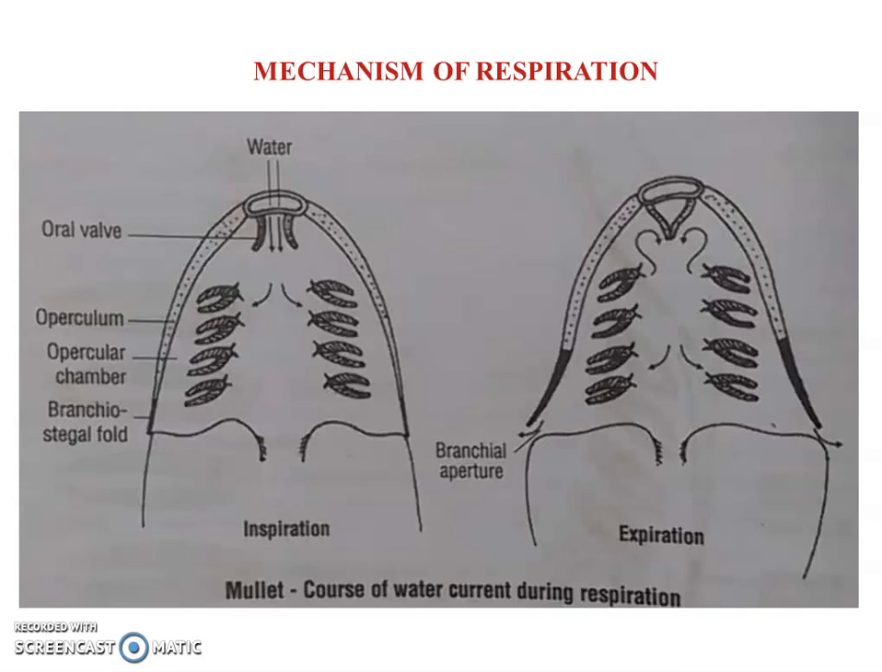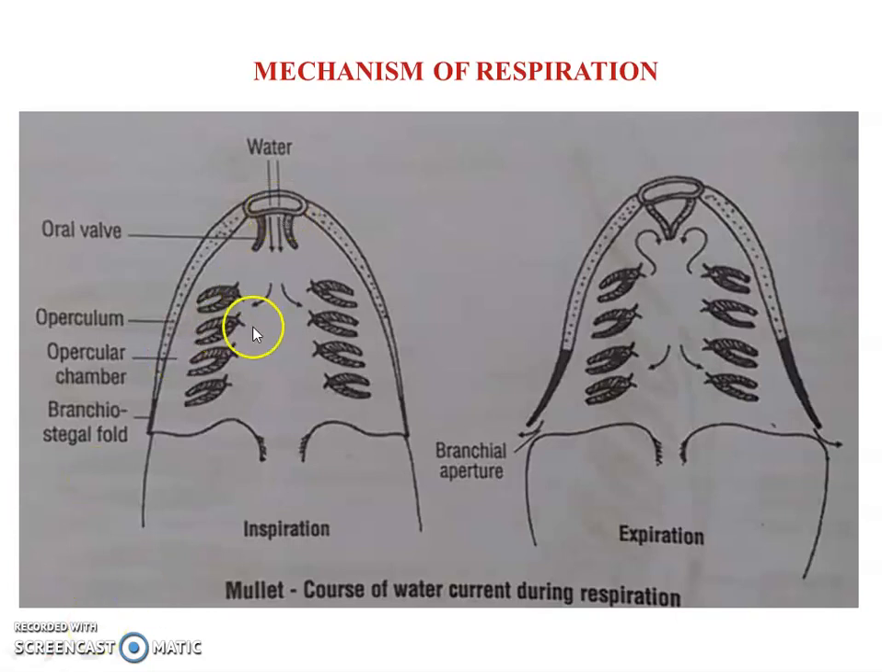Okay, so we are continuing with the process of respiration, and here in this presentation, we'll be explaining the mechanism of respiration. During respiration, the gill filaments are bathed by an incoming water current, and the flow of this water from the buccal cavity to the pharynx is controlled by a pair of oral folds or oral valves. Okay, so we can see over here.